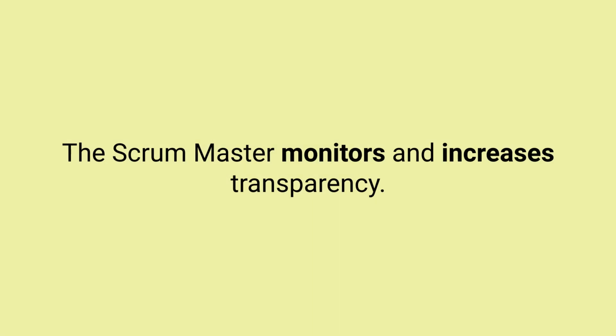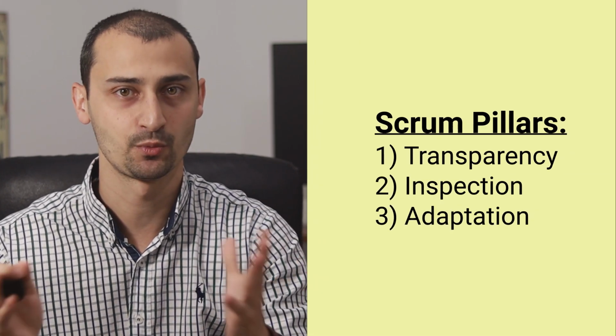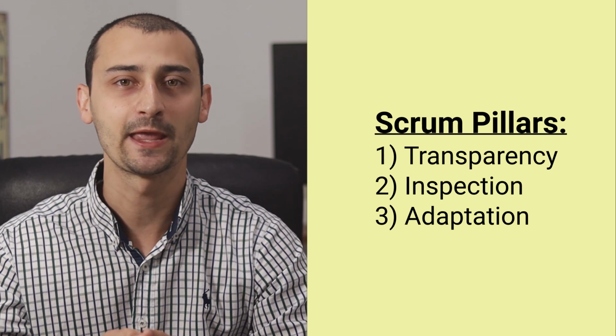And this is not easy. If people claim that to be a Scrum Master is easy, I strongly disagree. Next, the Scrum Master monitors and increases transparency. This is one of the pillars of Scrum. You already know that. It all starts with transparency. Scrum relies on transparency. The other two pillars that uphold Scrum are inspection and adaptation.